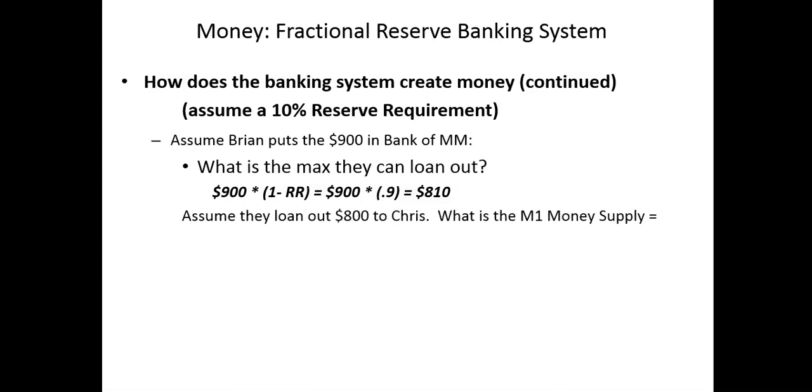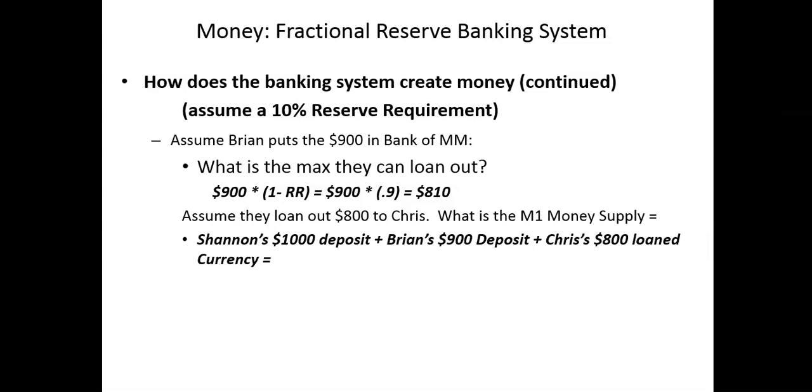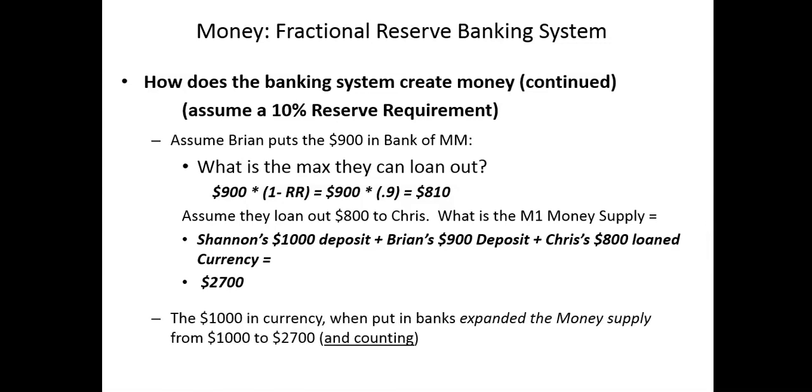Let's round it for simplicity, and let's assume that they lend out $800 to Chris. What's the money supply now? Well, I think you might understand how the magic works at this point. The original $1,000 deposit that Shannon started with as currency and put in the bank, and then that they lent to Brian, and then Brian put back in the bank, and then that they lent $800 of it to Chris, and now the money supply is $2,700 and counting, right?